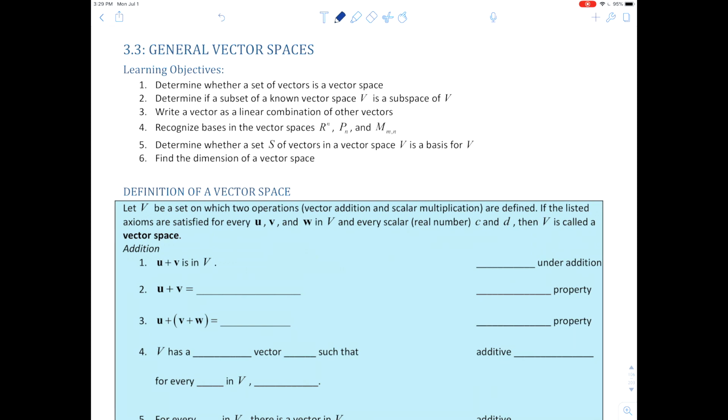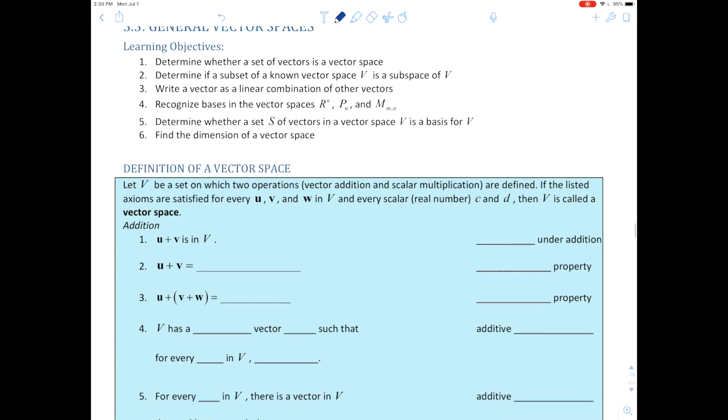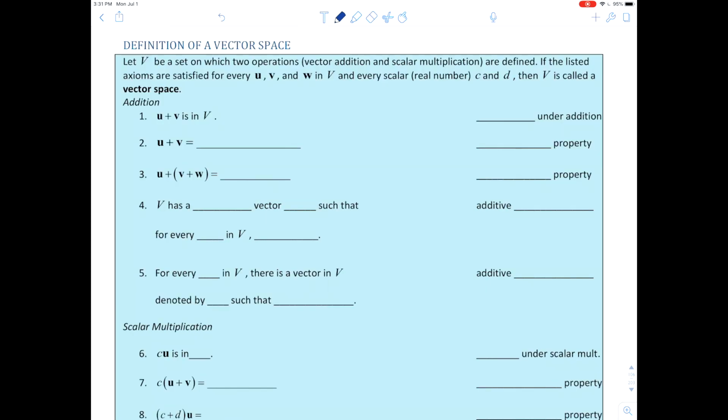So we have looked at vector spaces in Rn, but now we're extending that concept to things like polynomials, the set of continuous functions, matrices, all kinds of fun stuff. Let's start with our definition of a vector space. Let V be a set on which two operations, vector addition and scalar multiplication, are defined. If the listed axioms are satisfied for every vector u, vector v, and vector w in the set V, and every scalar c and d, then the set V is called a vector space.